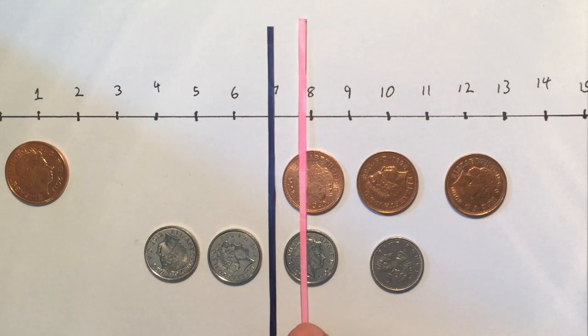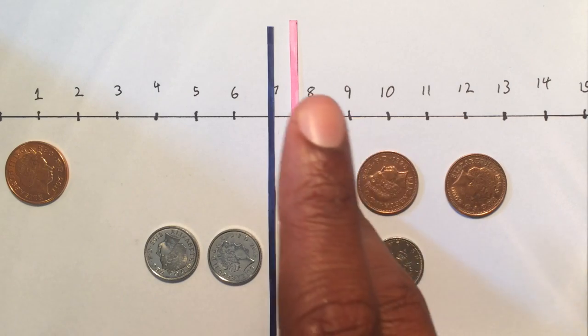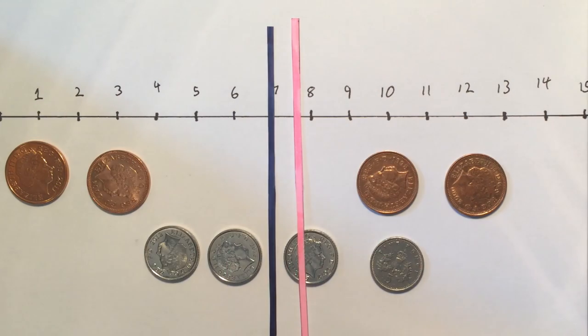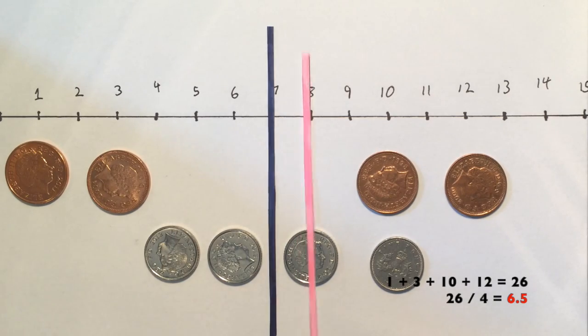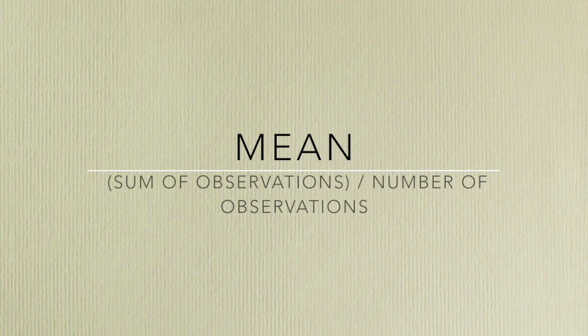So Penny is still doing a little bit better than Silver. In order for Penny to do worse than Silver, you'd have to move, let's say, this one over to 3. Now Penny has an average score of 6.5. So that's the mean, and that's how the mean can be helpful. This is the measure of central tendency that most people know and that most people are accustomed to.